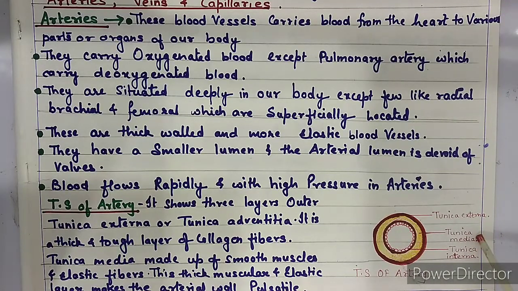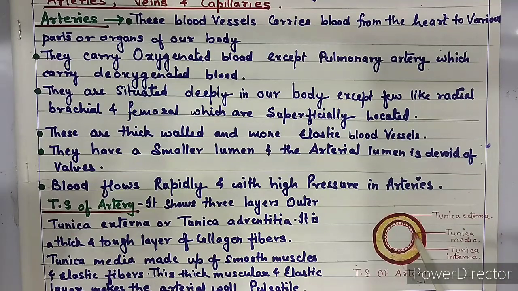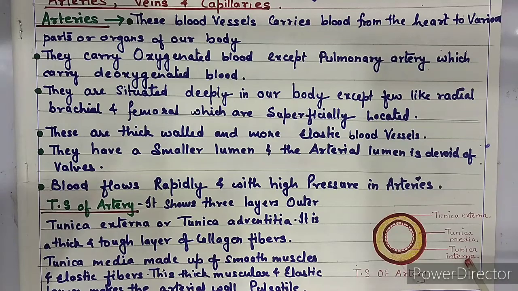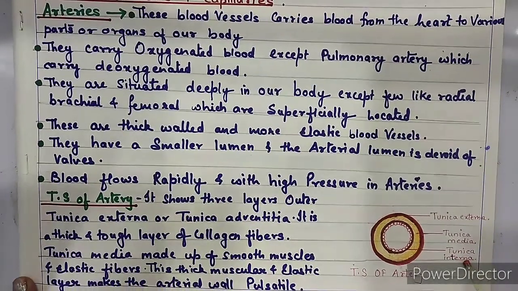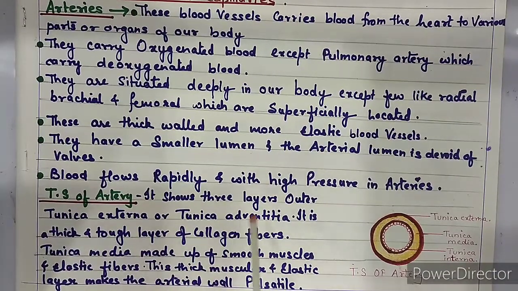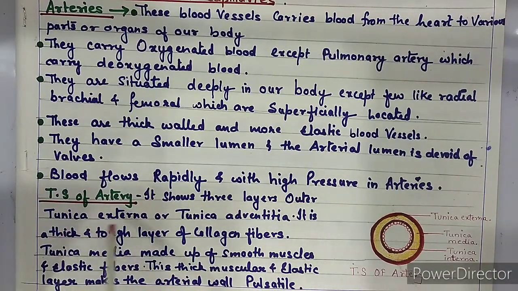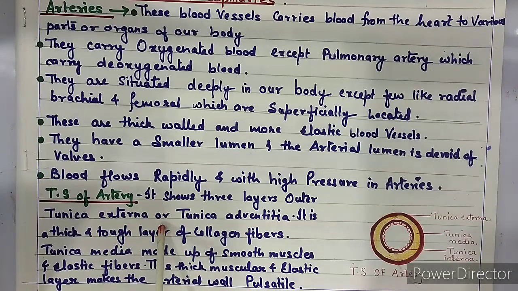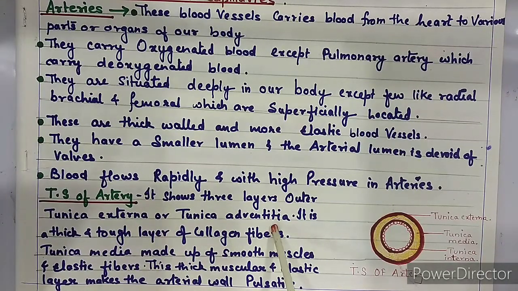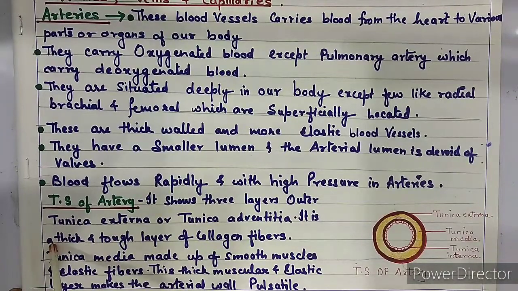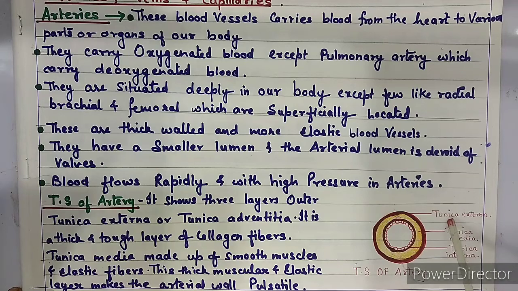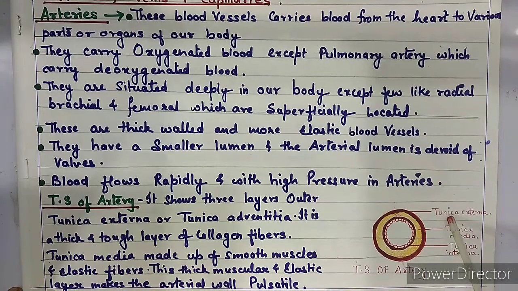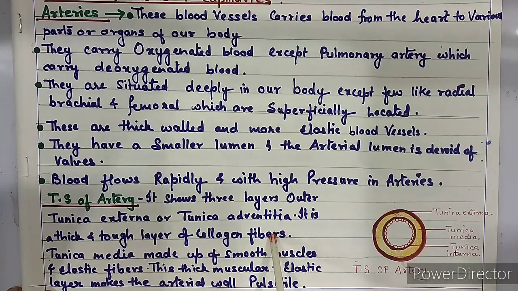What is it called? Tunica media. And the innermost one, provided with a single layer of cells, is called tunica interna. It is called tunica interna. So, the transverse section of the arteries shows 3 layers: the outer tunica externa, also called tunica adventitia. Right? It is a thick and tough layer of collagen fibers. Tunica externa or tunica adventitia is made up of collagen fibers.